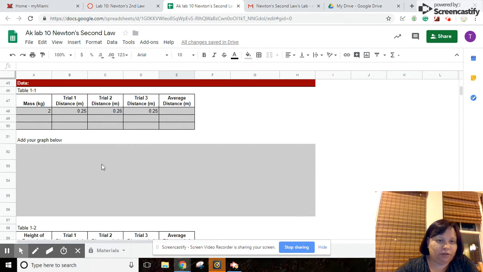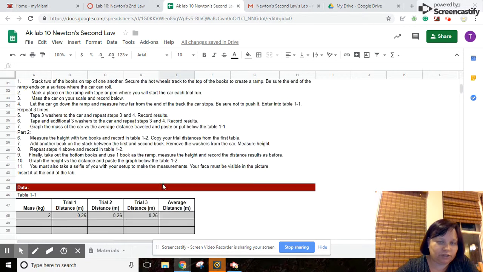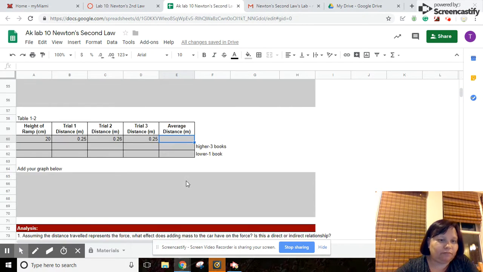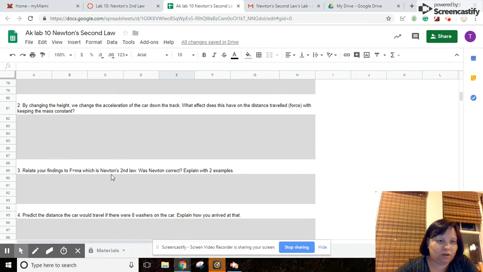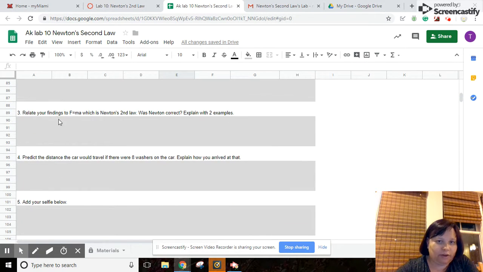So don't forget, be careful, make sure you put your graphs in there, and follow the directions about what you're supposed to do. And then down below, talk about the relationships that you saw, talk about the equation. So make sure you do this, explain with 2 examples in here. Any math that you do, make sure you include how you did your math.